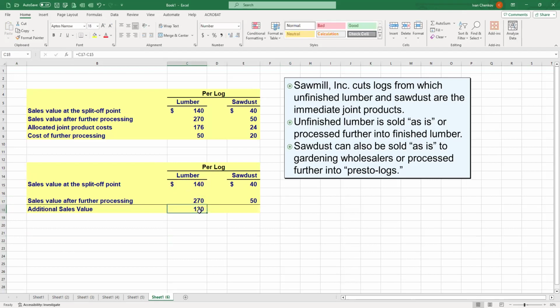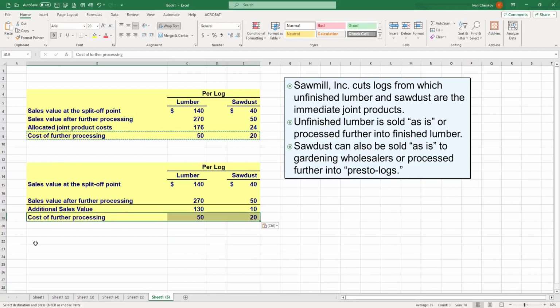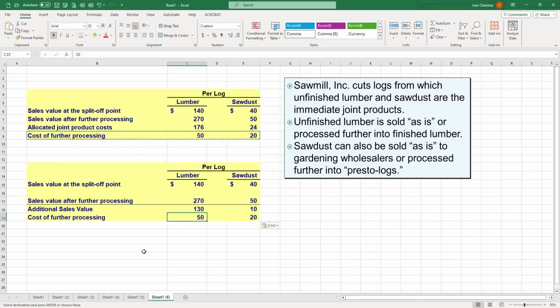And how much will be the additional value for the sawdust? $10, right? But it's gonna cost us to process it further. For the lumber, it's gonna cost us additional $50. For the sawdust, it's gonna cost us $20.